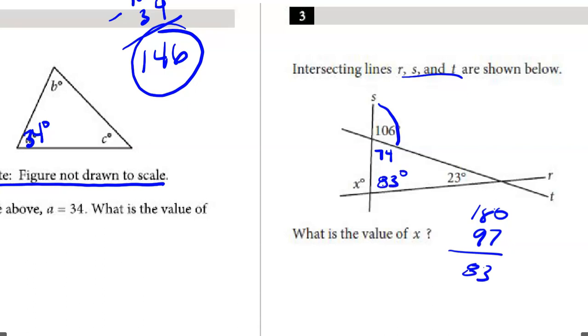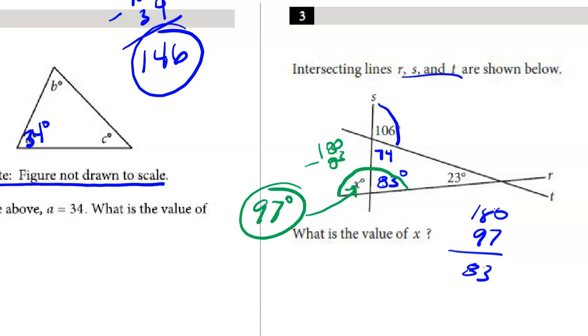And then to find out what X is, I need to jump out of the triangle, and I need to make those two add up to 180. So I'm going to do 180, take away the 83, and I get an answer of 97 degrees.